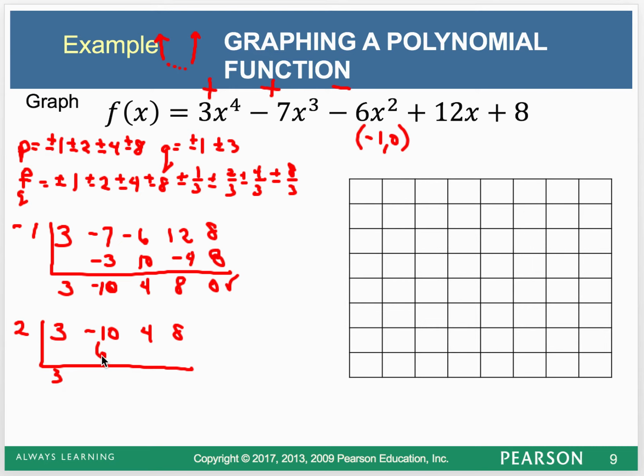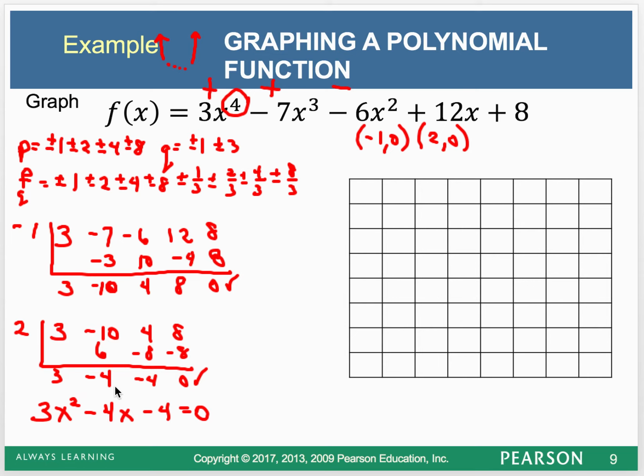2 times 3 is 6. 2 times negative 4 is negative 8. And 2 times negative 4 is negative 8. Woohoo! We found another one. 2, 0. Now remember, I better get 4 of them, right? But now, this is a quadratic, so I can skip that and just try to factor it. Because we can solve any quadratic equation, no matter whether it's real number solutions or not, right? So I always want to stop when I get to a quadratic.